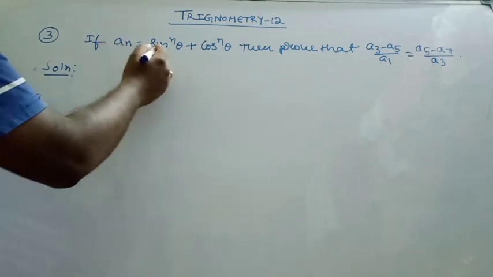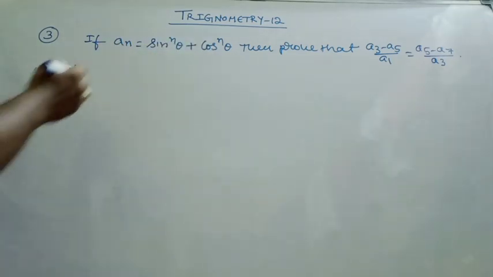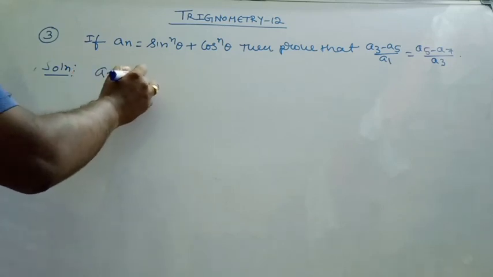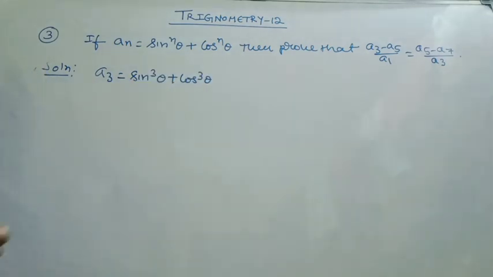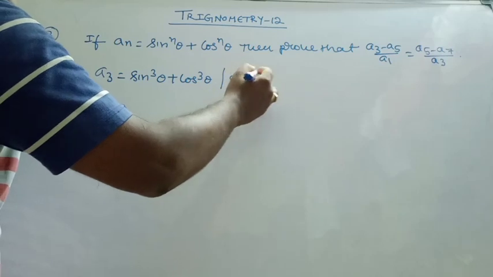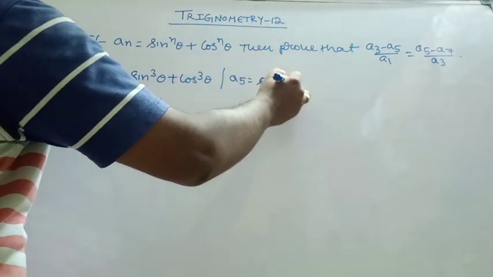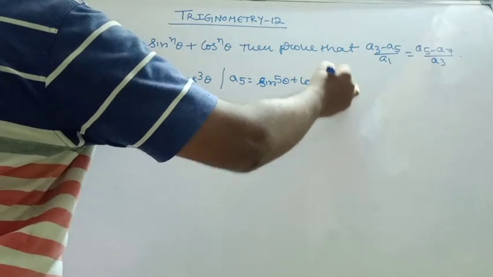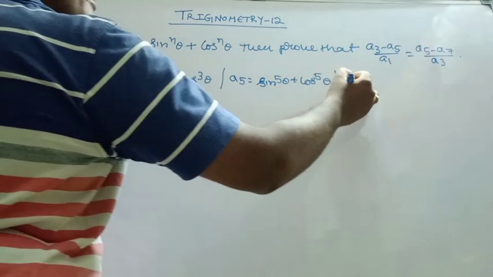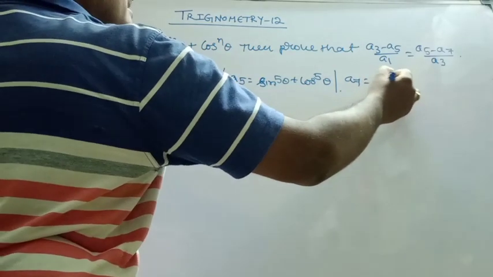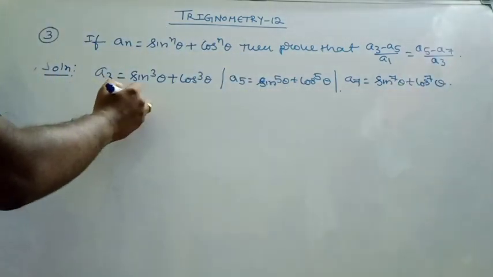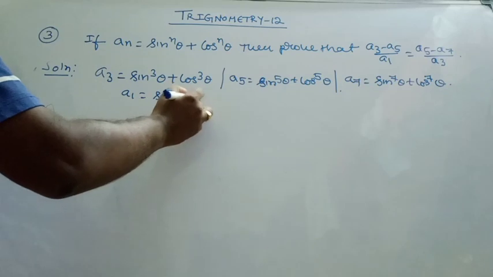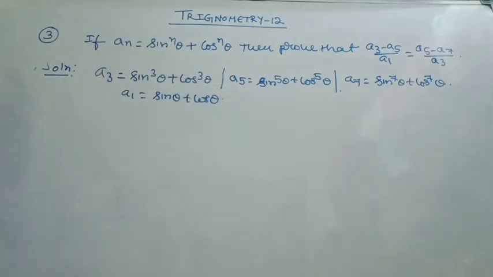You see here they have given an equal to sin power n theta plus cos power n theta. That means A3 is sin cube theta plus cos cube theta, and A5 is nothing but sin power 5 theta plus cos power 5 theta, right? And A7 is equal to sin power 7 theta plus cos power 7 theta. And A1 also, you know, is sin theta plus cos theta, because they gave an as sin power n theta plus cos power n theta, that's why we have got these things.